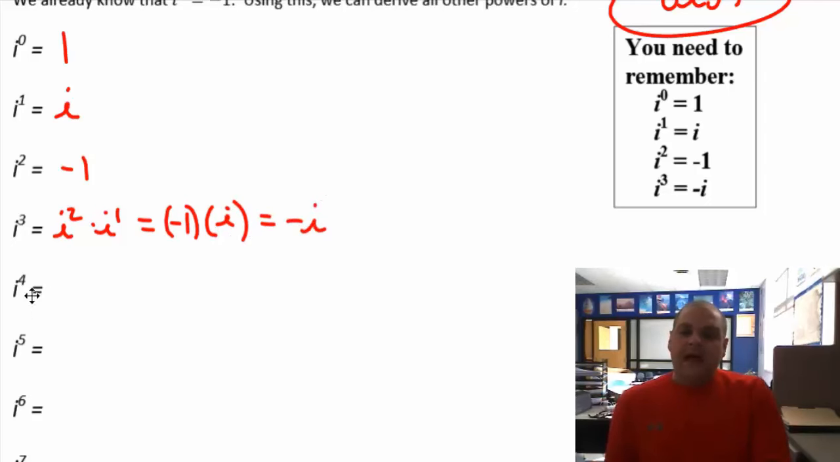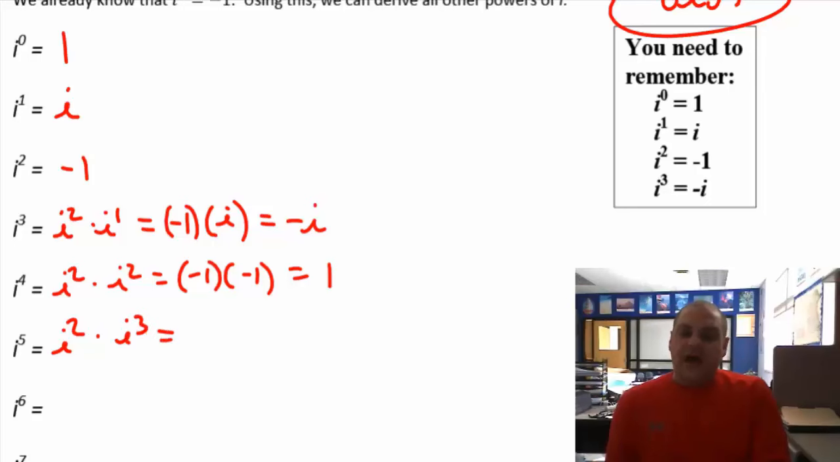I to the fourth is going to be I squared times I squared. And that's negative 1 times negative 1. And that's because I squared is negative 1. We talked about that. So we're referring to things we already know. Negative 1 times negative 1 is just 1. I to the fifth is I squared times I to the third. I squared is negative 1. And I to the third we said was negative I.